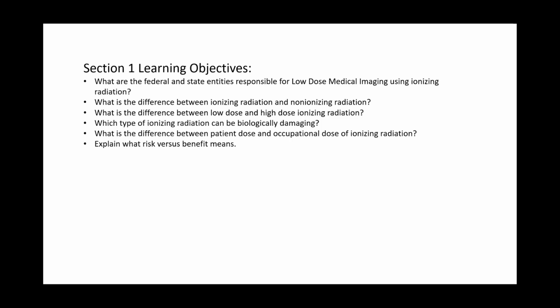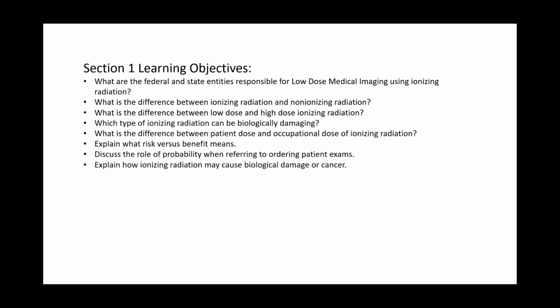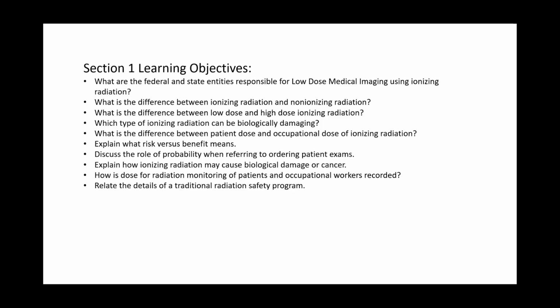Explain what risk versus benefits means. Discuss the role of probability when referring to ordering patient exams and safety. Explain how ionizing radiation may cause biological damage or cancer. How is dose for radiation monitoring of patients and occupational workers recorded? Relate the details of a traditional radiation safety program.